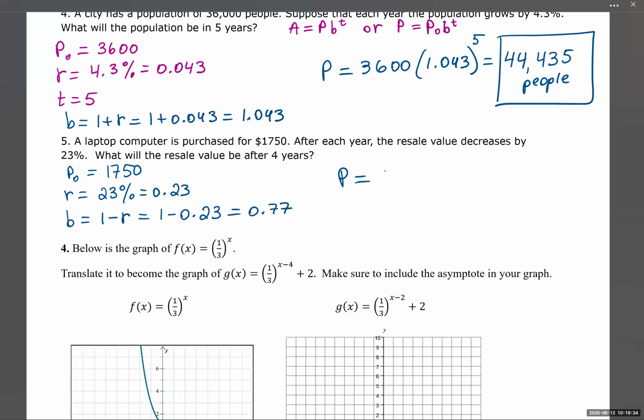Now we'll go ahead and plug it into the formula. So P equals 1750 times 0.77 to the 4th power. T equals 4. I didn't put that down. Put that into a calculator, and you'll get $615.18.